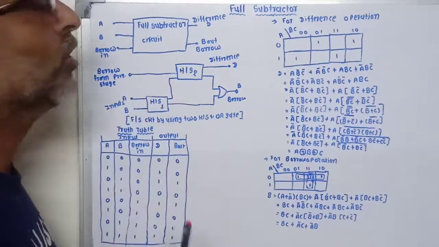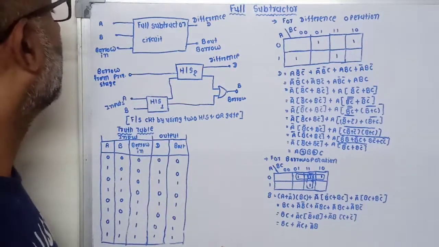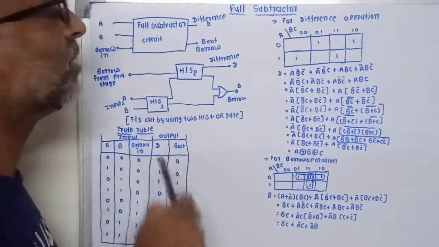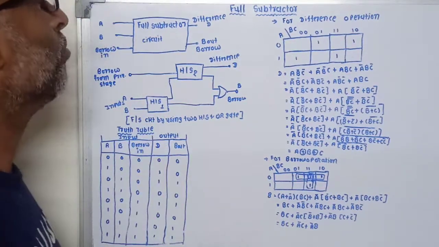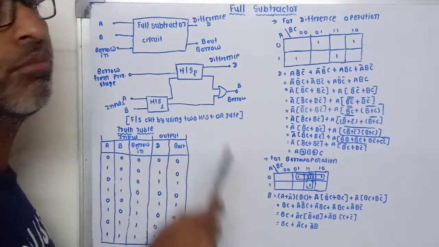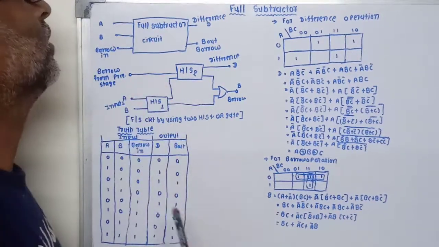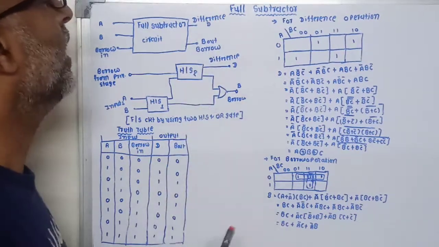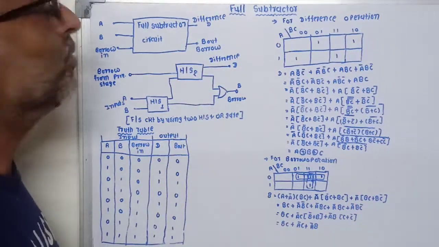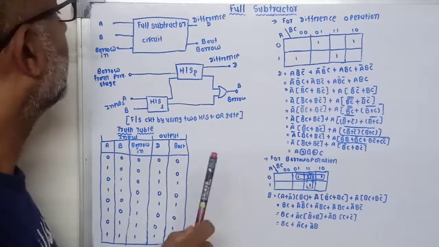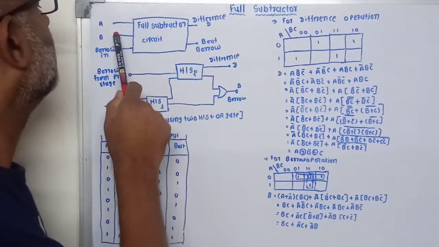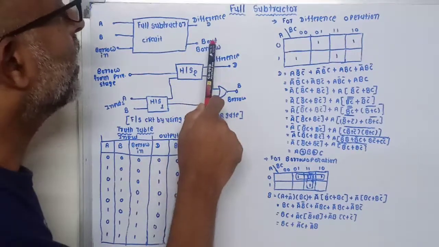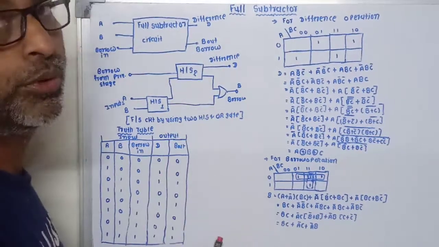Now this is the block diagram of the full subtractor circuit, and you can see that we have three inputs: A, B and borrow in. Borrow in is nothing but the previous stage borrow, which is subtracted from the input given. We have two outputs: difference D and borrow out. So we can say that A minus B minus borrow in is equal to difference D and borrow out.